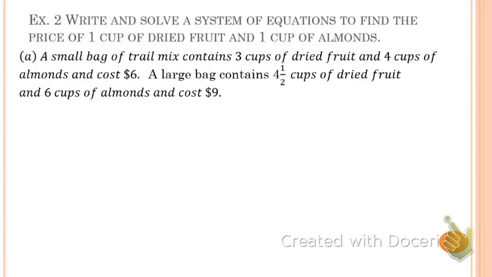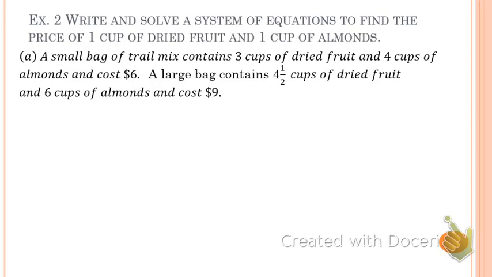Leads us into our very last problem for today, and it's a word problem. It says, write and solve a system of equations to find the price of 1 cup of dried fruit and 1 cup of almonds. Now, I'm going to have you work with your partner first to set up the equations. Then once we make sure everyone has the right equation, then I'm going to have you actually solve it with your partner. But let's talk about the problem before I have you work.